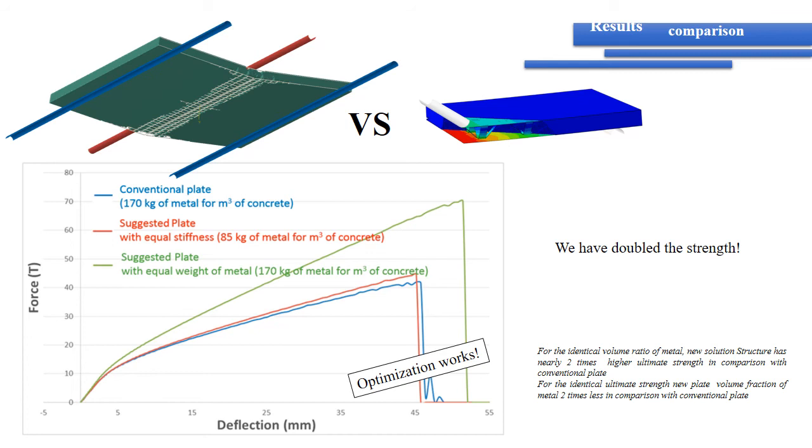And if we reduce our metal consumption almost 2 times, this is the red curve, we can see that we have almost the same loading curve and the same strength, but it's 2 times less metal spent on this structure. So we can say that we almost doubled the strength, and optimization works.